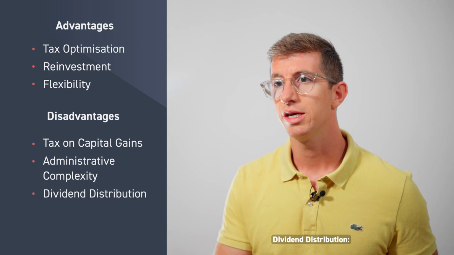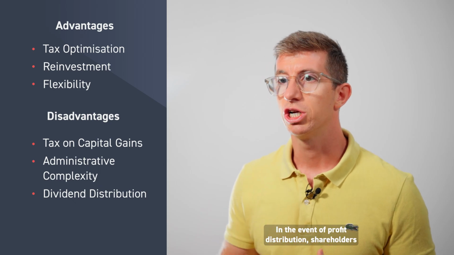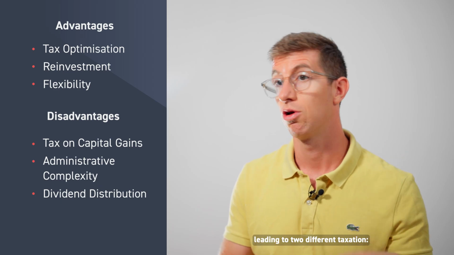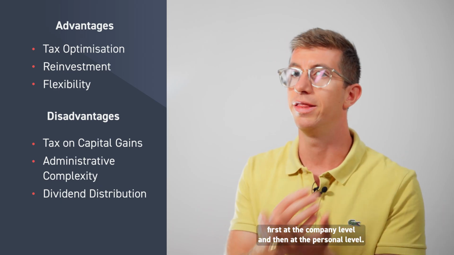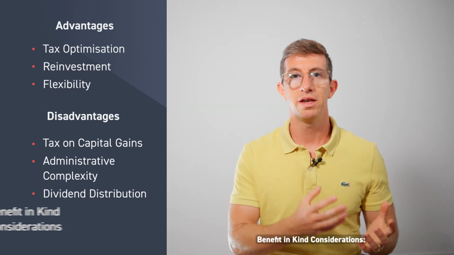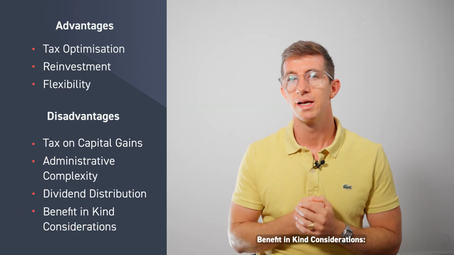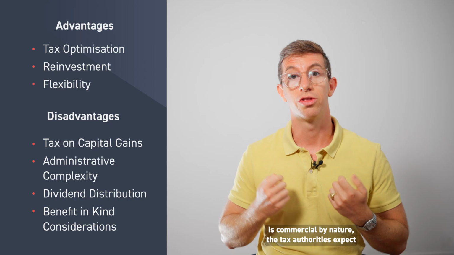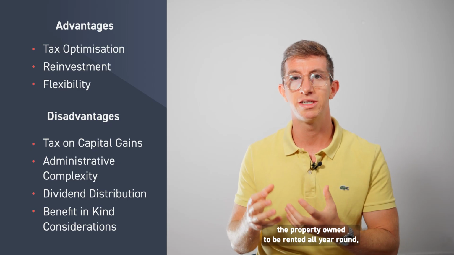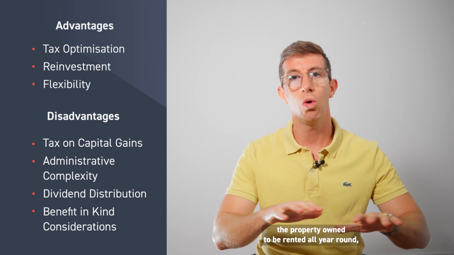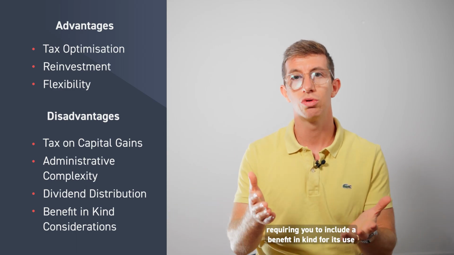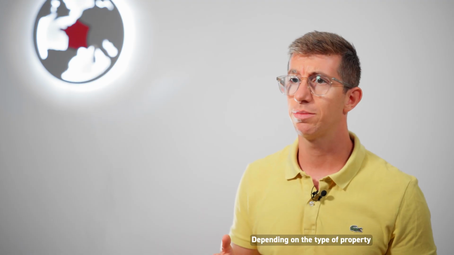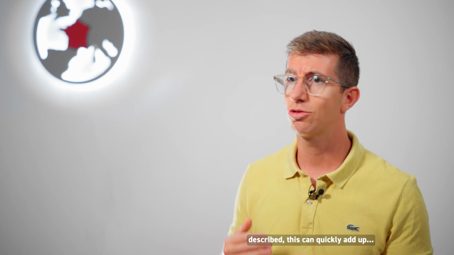Dividend distribution. In the event of profit distribution, shareholders are subject to dividend tax, leading to two different taxations. First, at the company level, and then at the personal level. Benefit in kind consideration. Since a company under corporate tax is commercial by nature, the tax authorities expect the property owned to be rented all year round, requiring you to include the benefit in kind for its use in the annual accounts. Depending on the type of property, this can quickly add up.